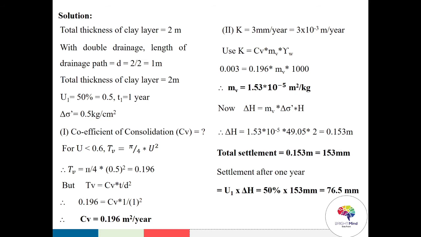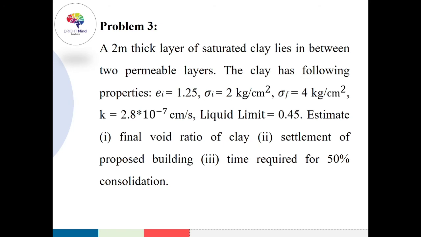that is 76.5 mm. So moving ahead to the third problem, a 2 meter thick layer of saturated clay lies in between two permeable layers. The clay has the following properties: initial void ratio as 1.25, initial applied pressure as 2 kg per centimeter square, final pressure noted as 4 kg per centimeter square, and the coefficient of permeability as 2.8 into 10 raised to minus 7 centimeter per second.